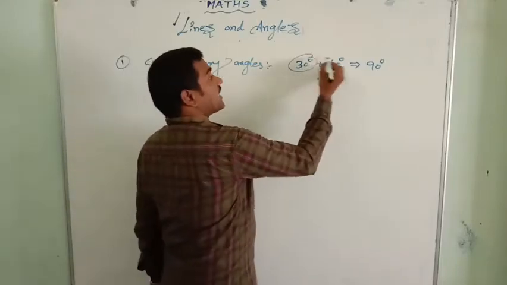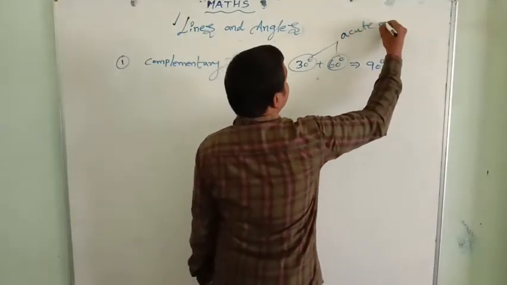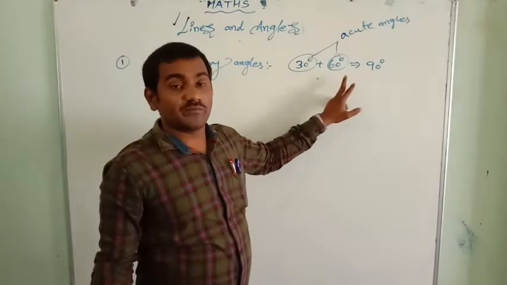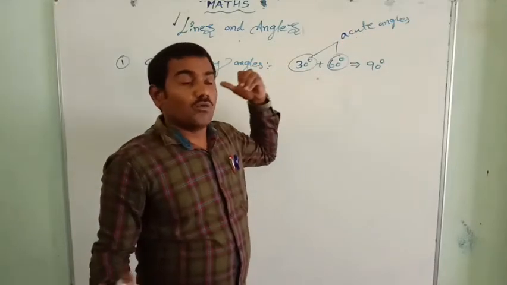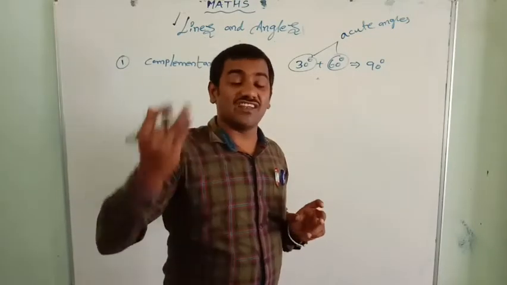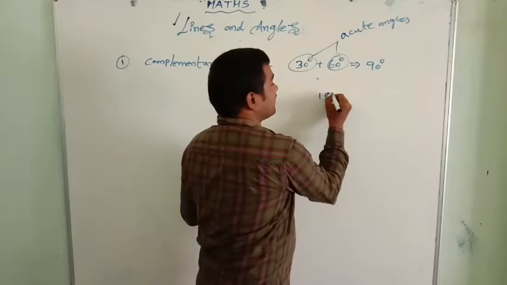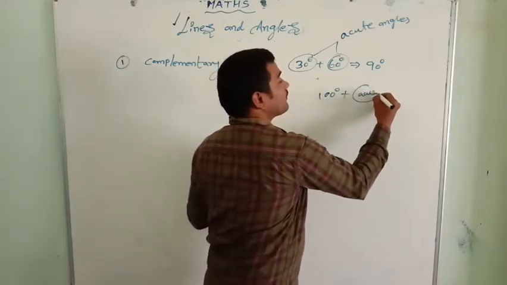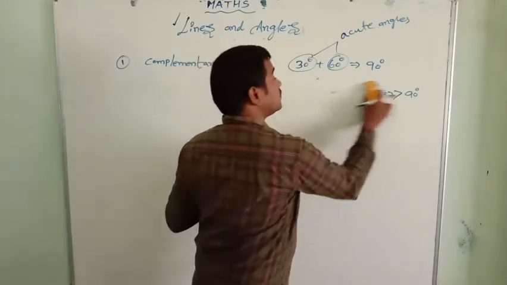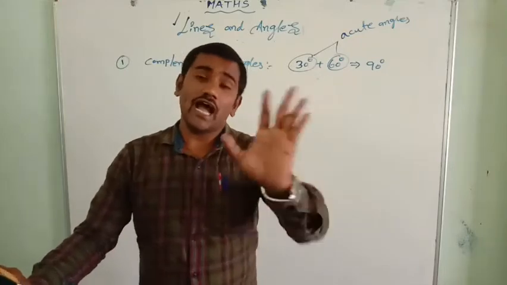In complementary angles, we always use acute angles. Both angles must be acute angles only. Here we won't get any obtuse angle. One obtuse angle and one acute angle cannot make a complementary angle. An obtuse angle itself is more than 90 degrees. Suppose let me take 100 degrees, plus any acute angle, it will be more than 90 degrees only. So it cannot make a complementary angle. To make a complementary angle, both angles we take must be acute angles.